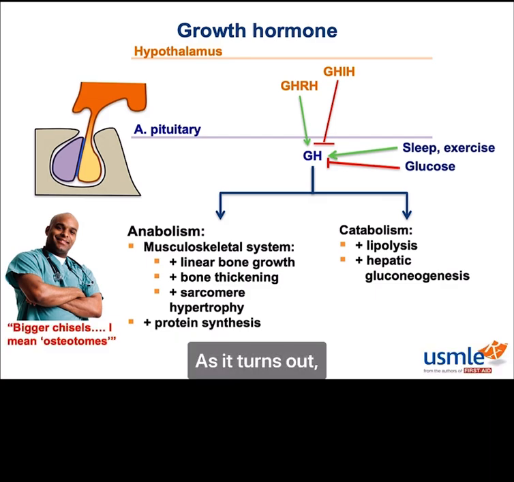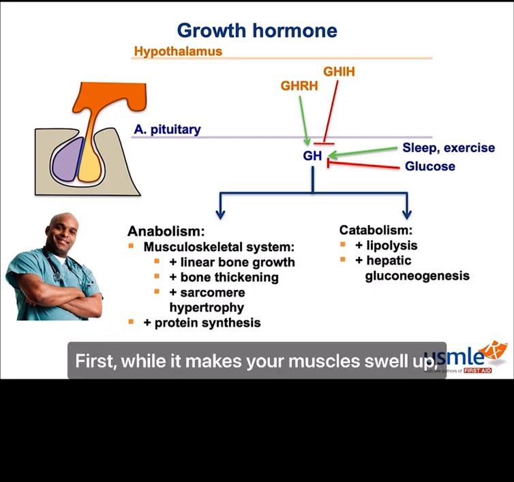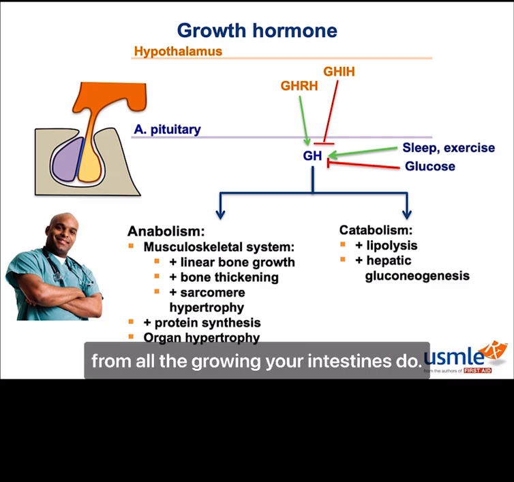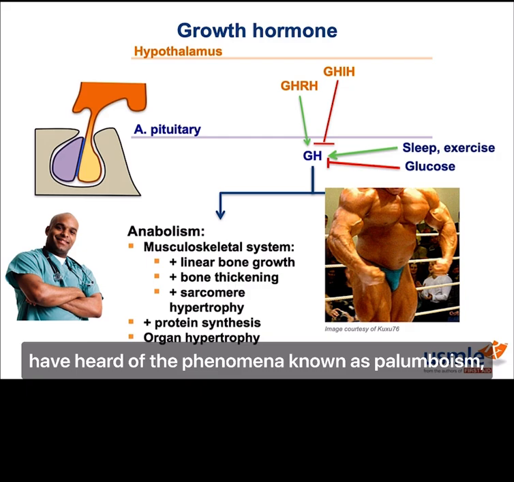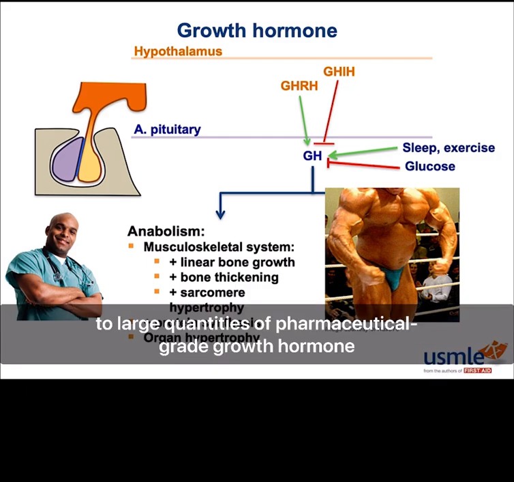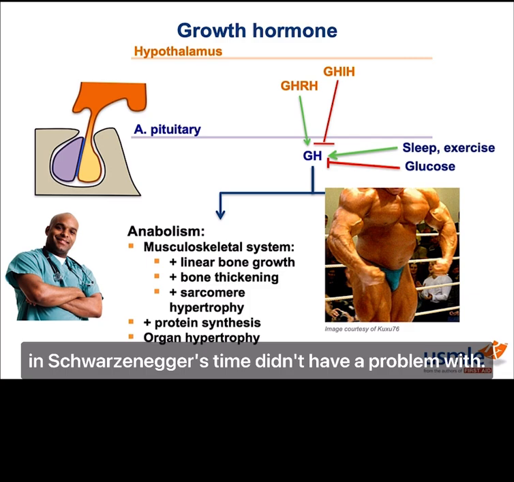As it turns out, there are a couple of not so great side effects that are very much related to the anabolic and catabolic consequences. First, while it makes your muscles swell up, it does the same to almost all of your organs. At best, that means you get a big tongue and a big gut from all the growing your intestines do. Probably some of you gym rats out there have heard of the phenomenon known as palumboism, where modern bodybuilders with access to large quantities of pharmaceutical-grade growth hormone get bigger than previously thought possible, but get these big gorilla guts that bodybuilders in Schwarzenegger's time didn't have a problem with.